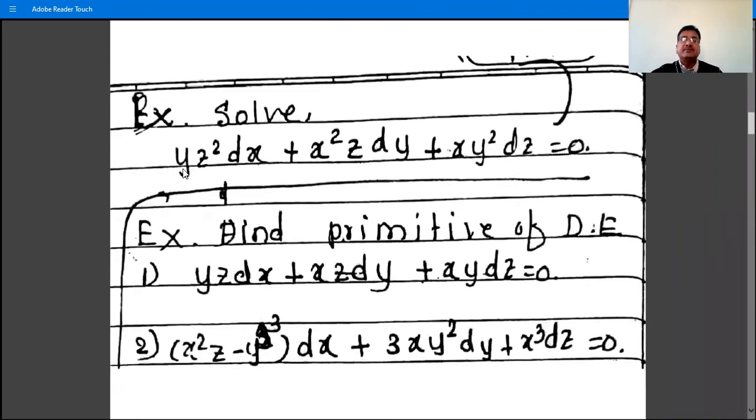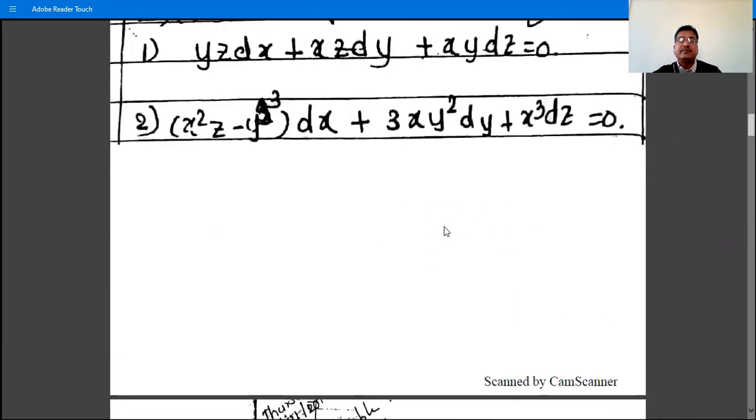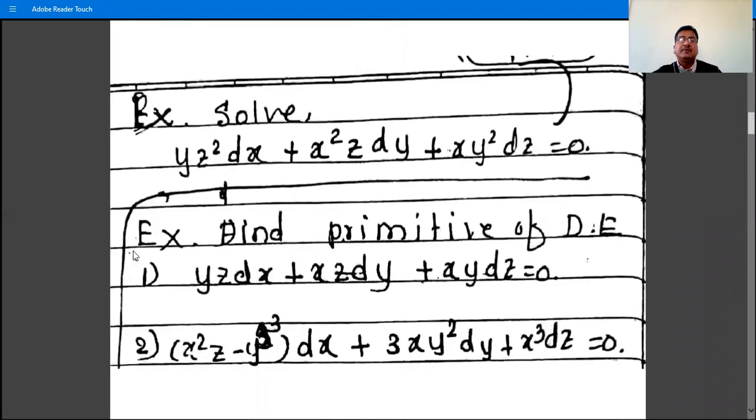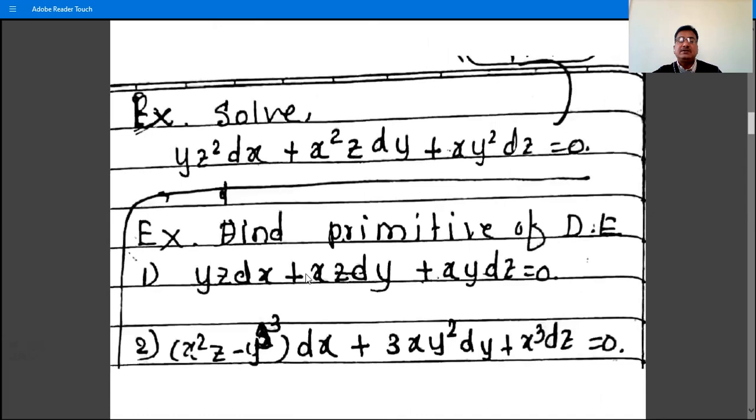Next problem is yz square dx plus x square z dy plus x y square dz is equal to 0. So what is its solution? These are the problems for homework. And then yz dx plus xz dy plus xy dz is equal to 0.